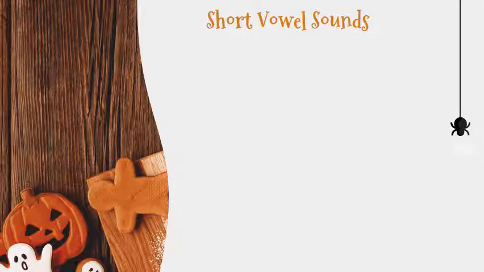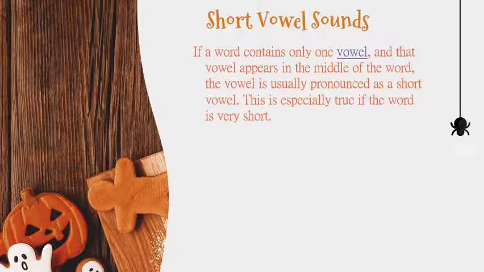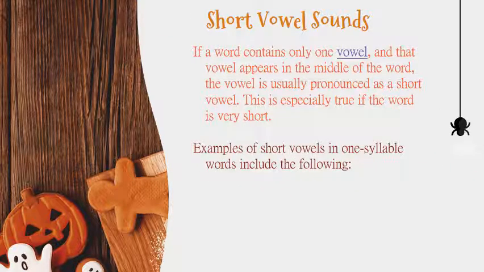First of all, let's start with the short vowel sounds. When do we say that we have a short vowel sound? If a word contains only one vowel and that vowel appears in the middle of the word, the vowel is usually pronounced as a short vowel. This is especially true if the word is very short. So especially when I have a short word with one vowel in the middle, and it's alone, it takes the short sound. Examples of short vowels in one syllable words. One syllable means it's one part. We include the following: bat, wet, fox, sit, slept, fled.